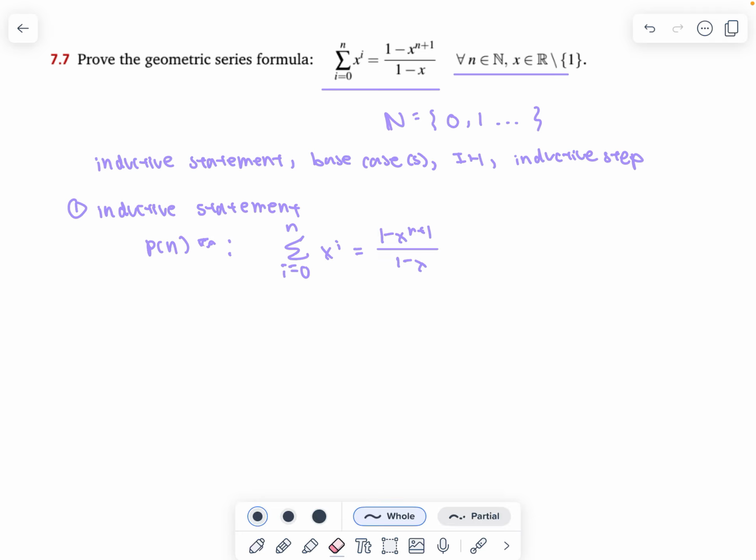So our first step is very simple. This is just our P of n. And what's important to note here is that we never want to quantify our inductive statement. So don't quantify n. We will define n more specifically later on in the proof.